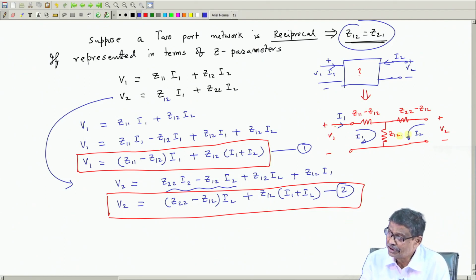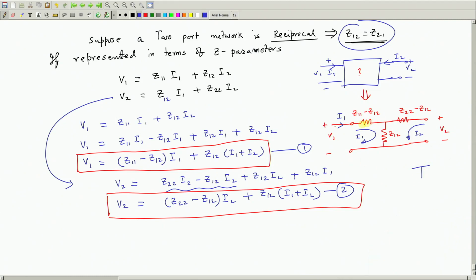That is, this I1 I2 can be thought of as a loop current of this network. It is called a T network, it looks like a T, where the impedance values of the elements are Z11 minus Z12, Z22 minus Z12, and Z12. You see this, what is the loop equation here?